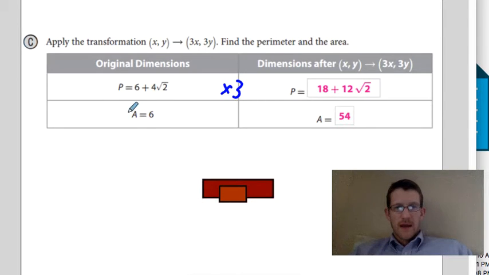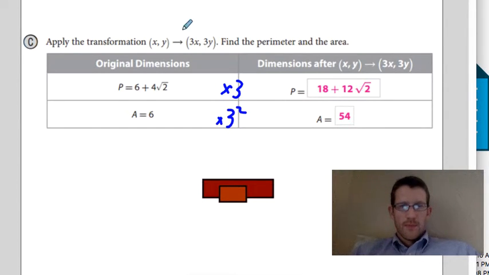And then finally, the area here is a little more interesting. It used to be 6, but now it's 54. Well, it turns out we're multiplying by 9 this time. And the reason why it's 9 is because it's 3 squared.